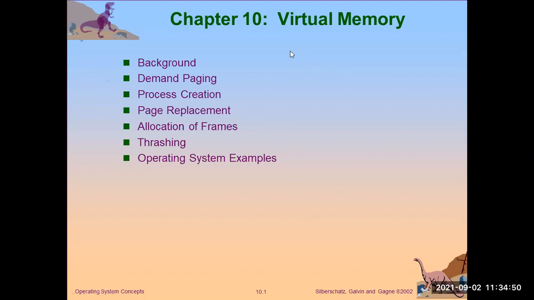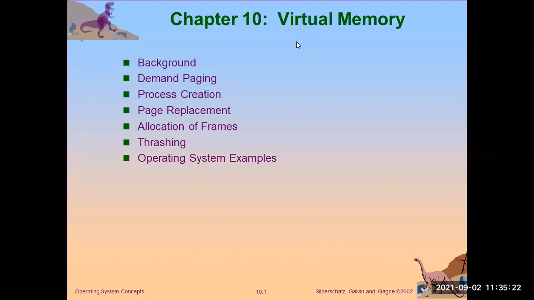Then we will see something about demand paging. Demand paging is a process which is used to achieve the virtual memory concept. To implement the virtual memory concept, what will we use? Demand paging. There are two methods actually: one is demand paging and the second one is demand segmentation. These are the two methods which are basically used for achieving the concept of virtual memory.